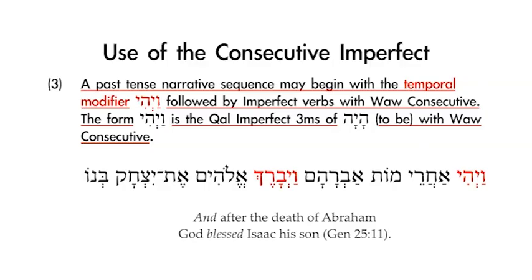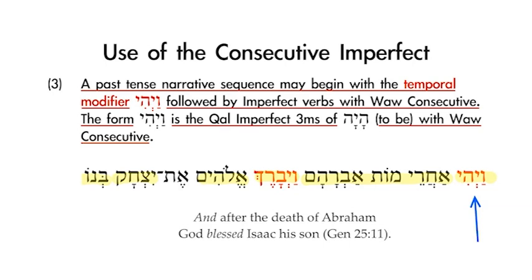Before I translate it, let me just observe that the temporal modifier appears first in the clause, and it begins the past tense narrative sequence. We could translate it literally something like, and it was, after the death of Abraham, but usually we leave it untranslated, simply denoting that the past tense narrative sequence is about to begin. I'll give you several translation options as we go. And it was, or simply and, after the death of Abraham, then God blessed Isaac, his son.